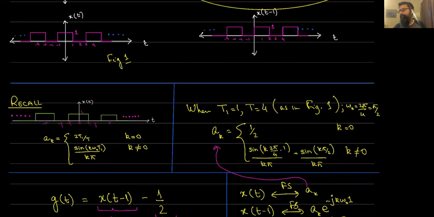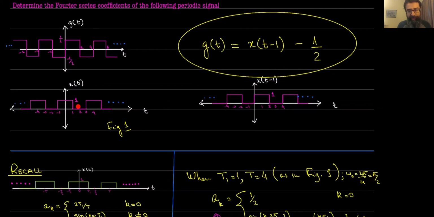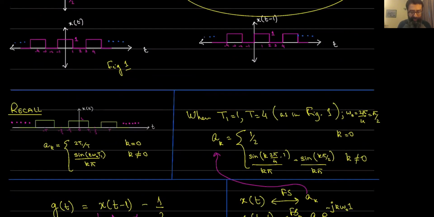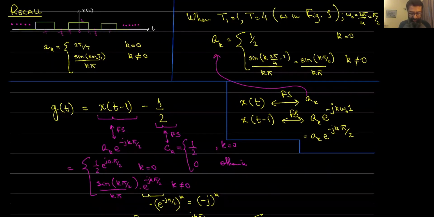Okay, so let me quickly go through this. So g of t is x of t minus 1 minus half. And you can verify that you can get this signal through this relationship, where x of t is a square wave that we've covered already, that was there in the review material as well. So if x of t has Fourier series coefficients given by this, and for particular t1 equals 1 and T equals 4, this turns out to be the expression. X of t minus 1, just by using the shifting property that we've seen earlier, has these Fourier series coefficients, and then g of t equals x of t minus 1 minus half.